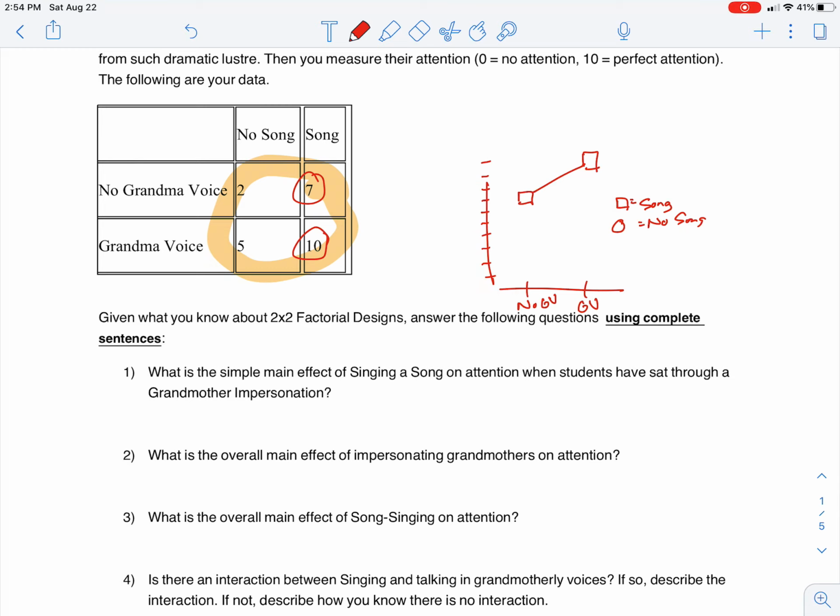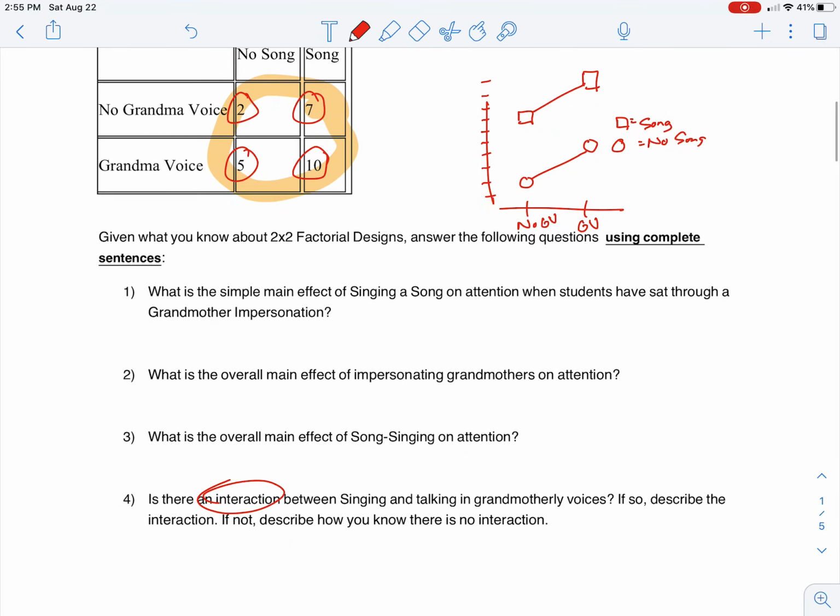Now in the other one, the no grandma voice, no song, that's here, 2. 1, 2. And the grandma voice, no song, is going to be 5. 1, 2, 3, 4, 5. So I want you to take a look at that data and figure out, is there an interaction? If there is, describe that interaction. If not, describe how you know that there's no interaction. Okay, so that's the first 4 questions.